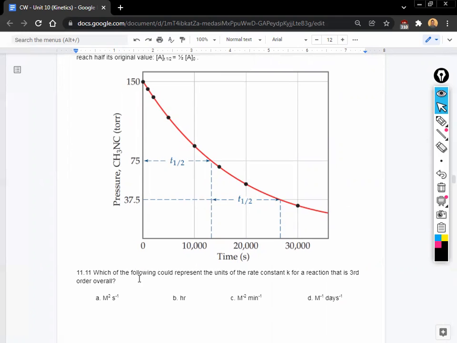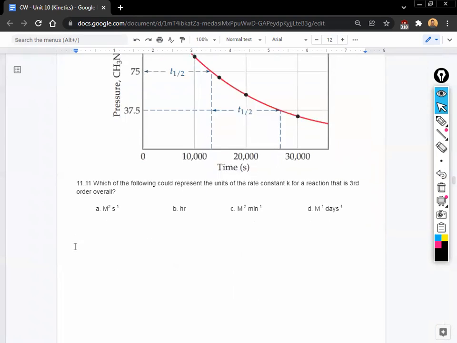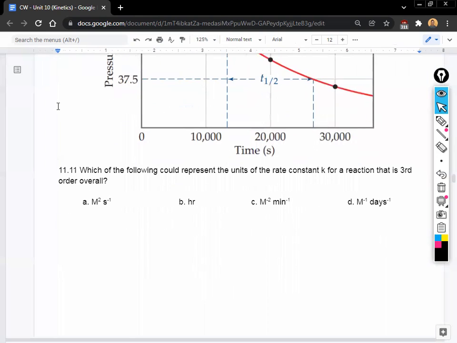All right, with all that stuff, let's put it together. I want you guys to answer 11.11. Figure out which one of these four could represent the units of the rate constant k for a reaction that is third order. So what are the units of measurement for k for a third order reaction? Try that out, because this kind of unit manipulation will be very helpful as we go forward.